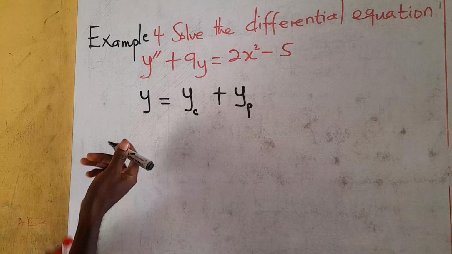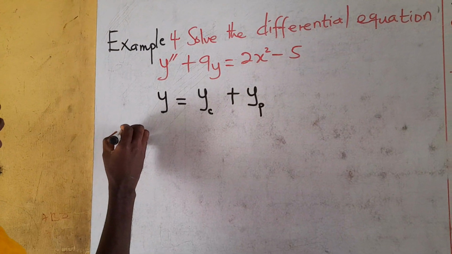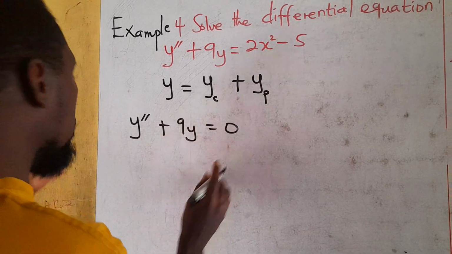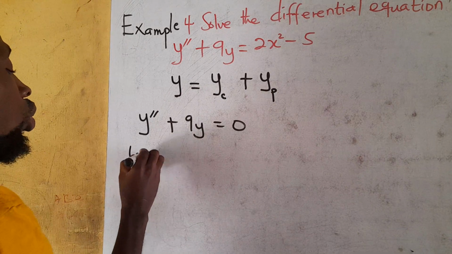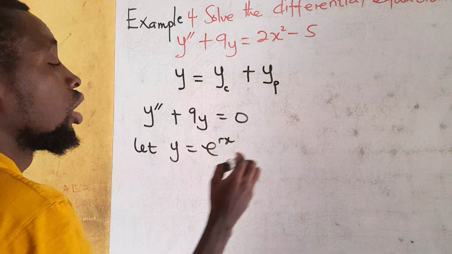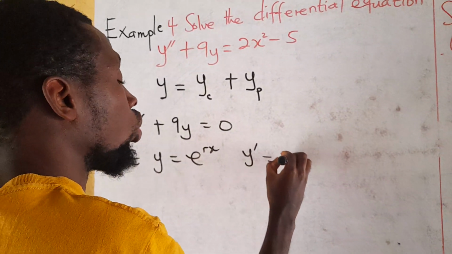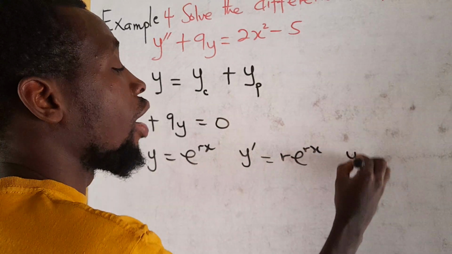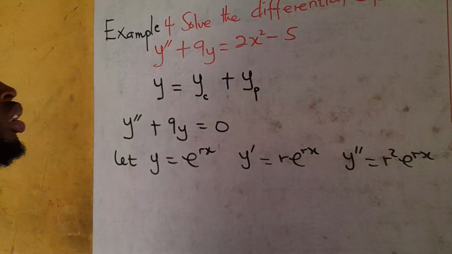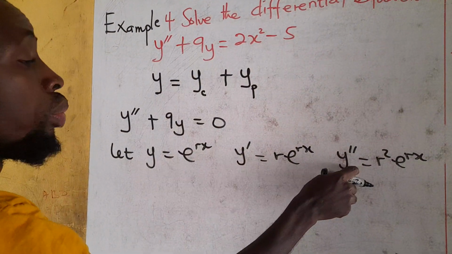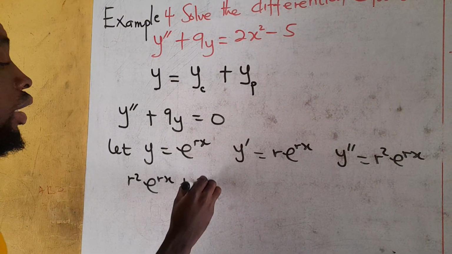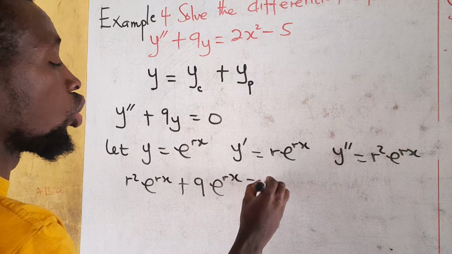Very, very important. So the homogeneous side: y'' + 9y = 0, that means it's homogeneous. What do we do? We let y be equal to e^(rx). Remember that. So our y' will be equal to r e^(rx). Then our y'' will be equal to r² e^(rx). We substitute: in place of y'', we have r² e^(rx) + 9e^(rx) = 0.